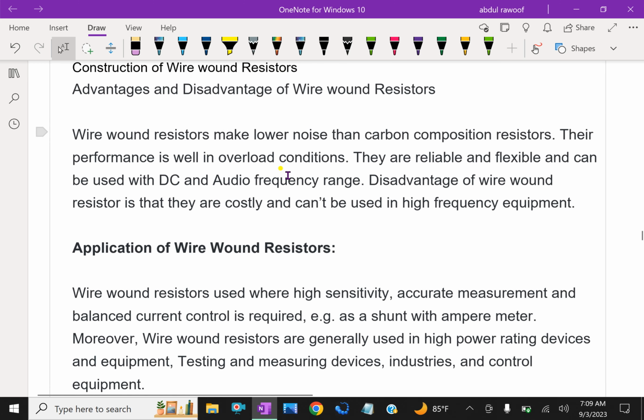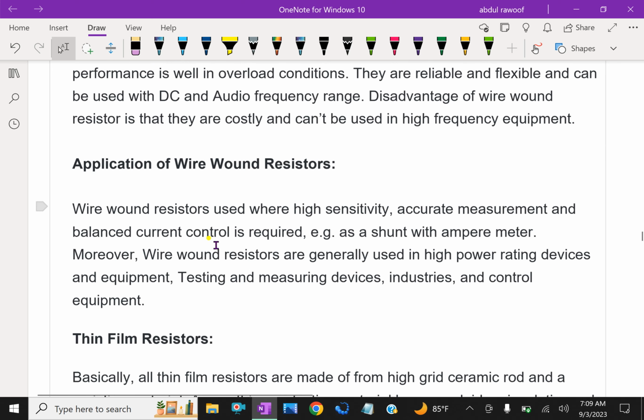Wire-wound resistors make lower noise than carbon composition resistors. Their performance is good in overload conditions. They are reliable and flexible and can be used with DC and audio frequency range. The disadvantage of wire-wound resistors is that they are costly and can't be used in high frequency equipment.